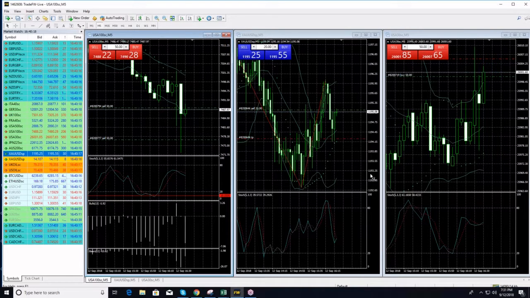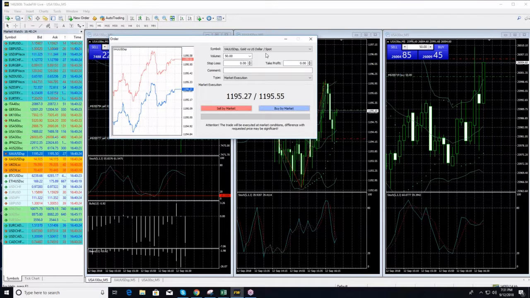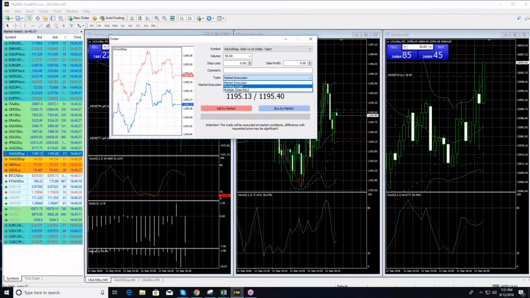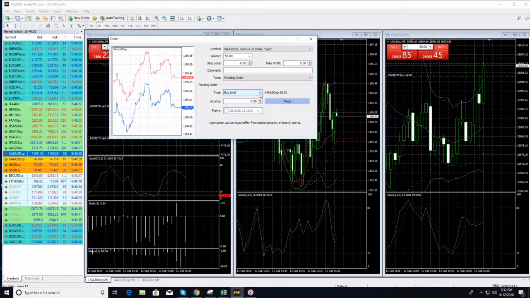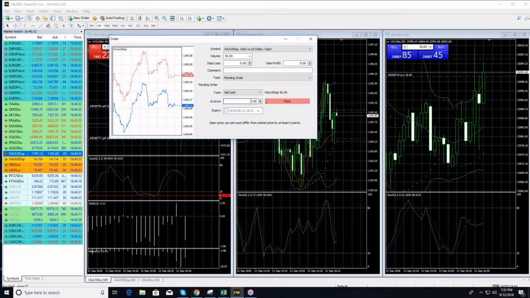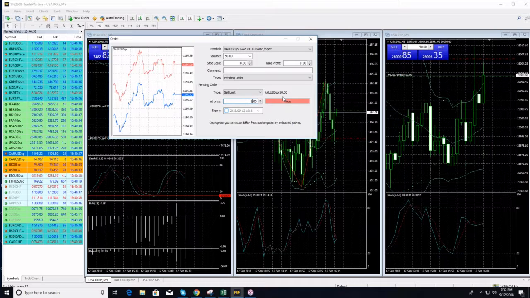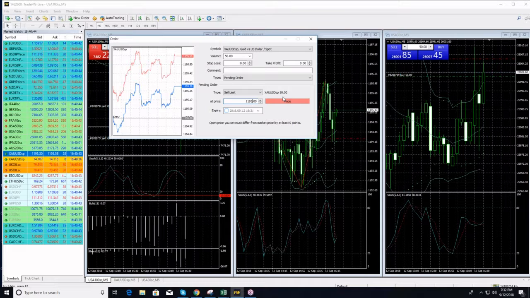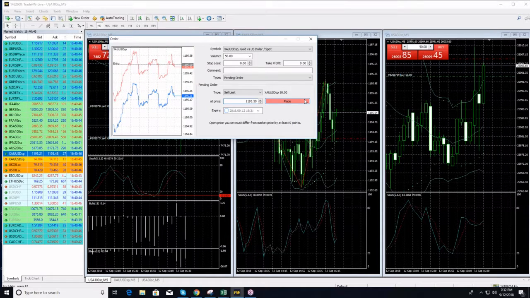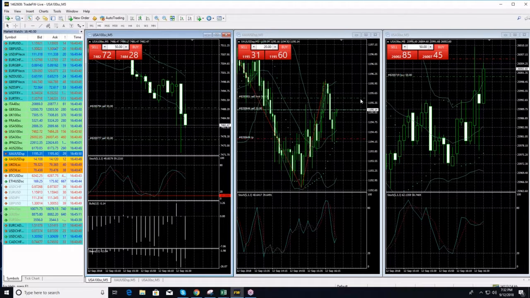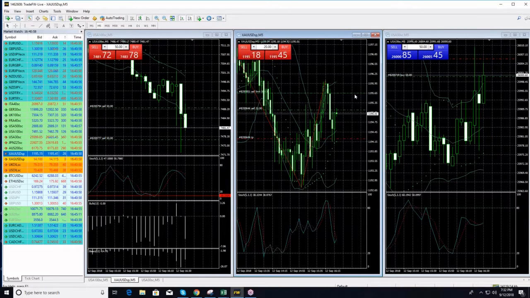So guys, I will put now a sell order. I want to sell gold when the price goes to 1,195.50. Oh no, let's put it a bit higher. If the price goes there, I will sell again on gold.